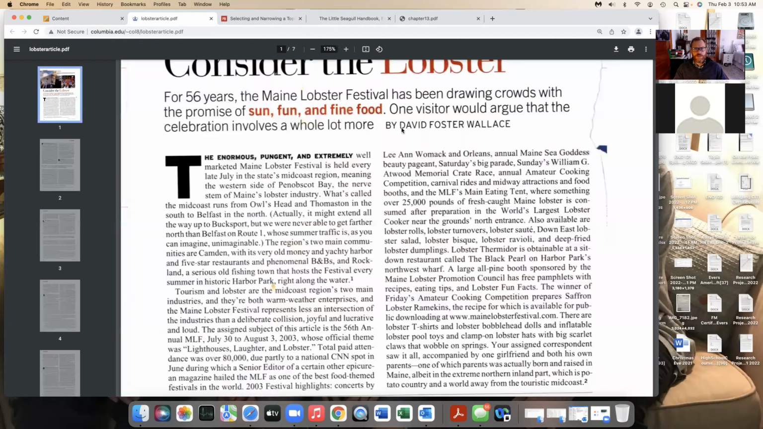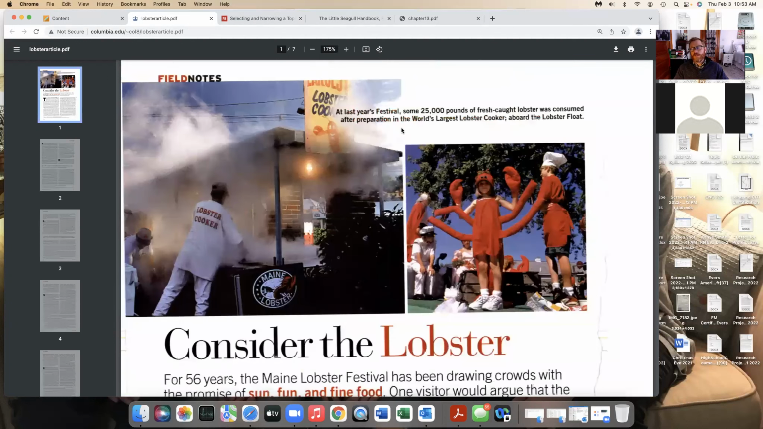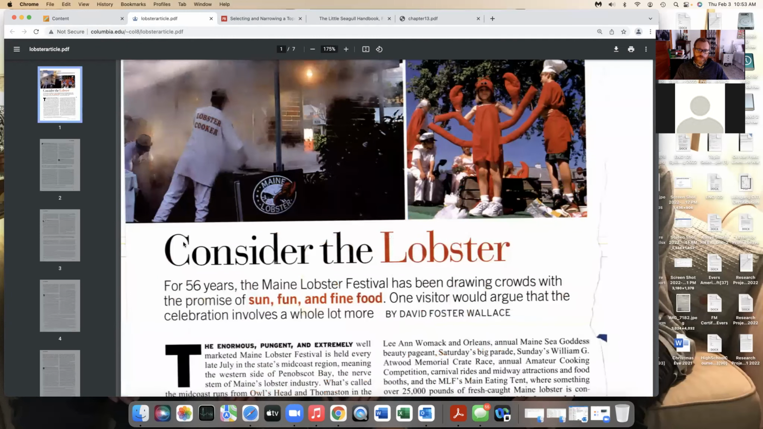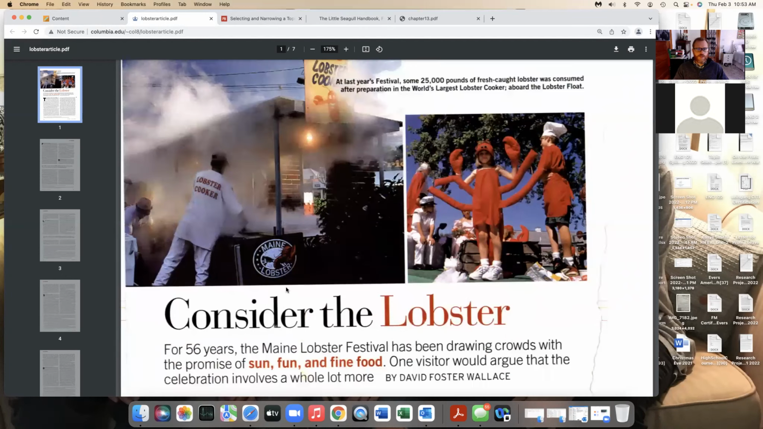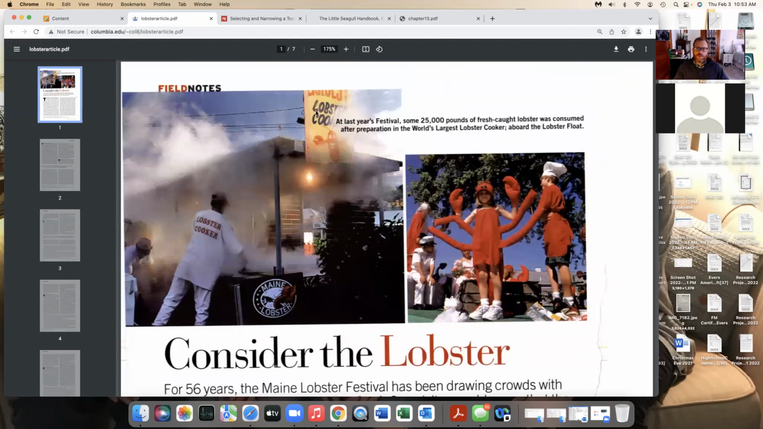And this is just kind of an exercise in how do we work with a piece of writing that's confusing, that is not in the genre we're expecting it to be. This is supposed to be a review of the Maine Lobster Festival, but it doesn't necessarily read like a review. And it comes in this section from Gourmet Magazine called Field Notes, meaning somebody went out and experienced something.